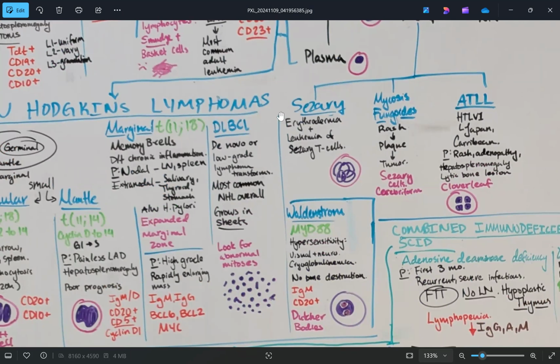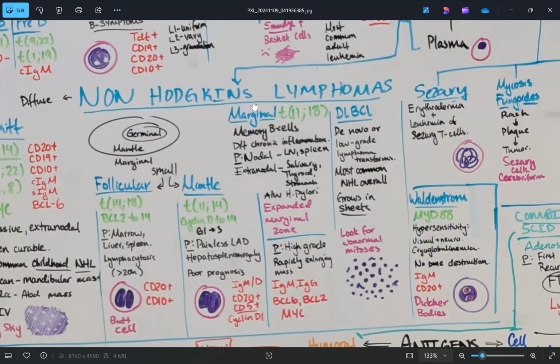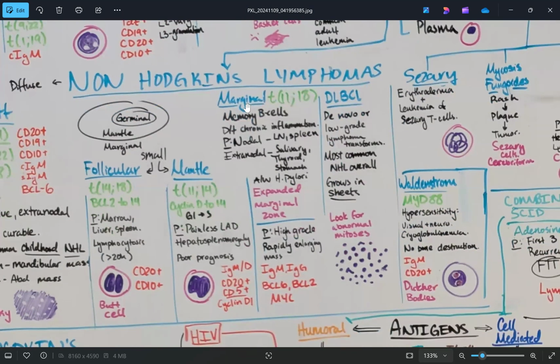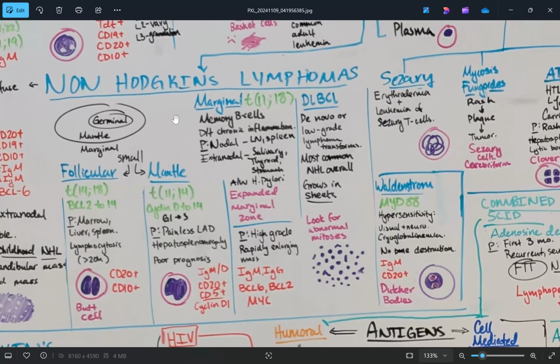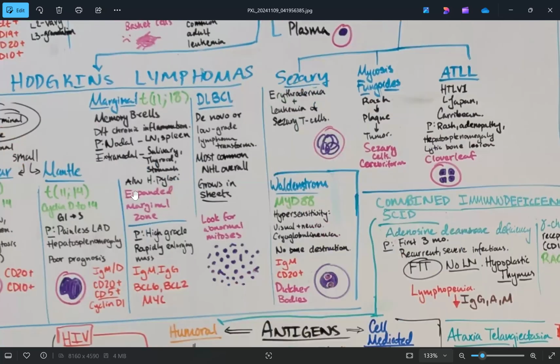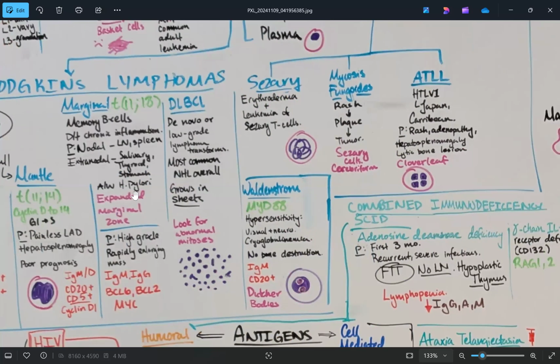So BCL6, if you see that, you'll think either Burkitt or marginal. And then on histology, you'll look for abnormal mitoses. So here I drew a bunch of normal lymphocytes with the purple dots, but then you'll see some that look like a line or an angle or a bunch of weird stuff. Those are your abnormal mitoses. If you see that, you're thinking DLBCL again.